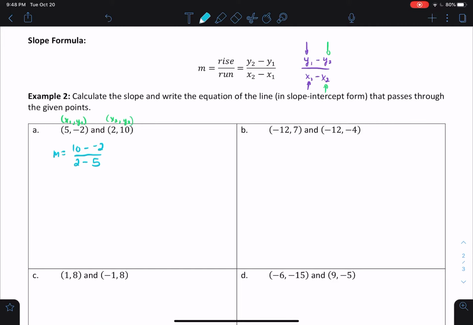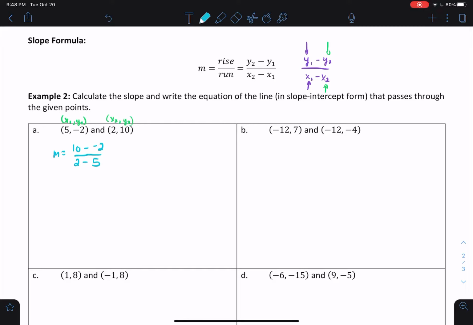I take the y coordinates and I subtract them. Then I take their respective x coordinates, and I subtract them. So the order does matter. Since I started with the 10 on top with the y, I had to start with the 2 on bottom with the x, because the 10 and the 2 belong to the same coordinate.